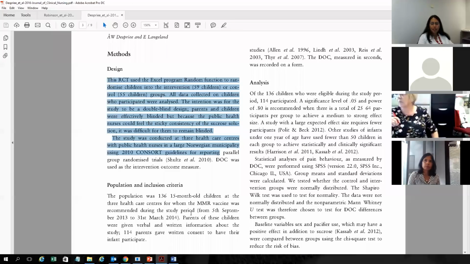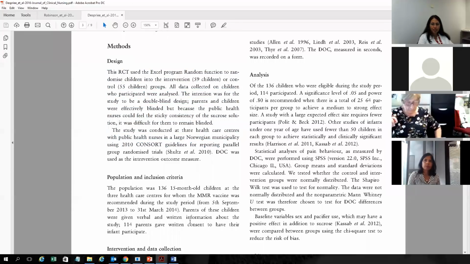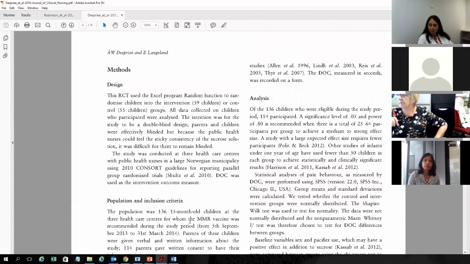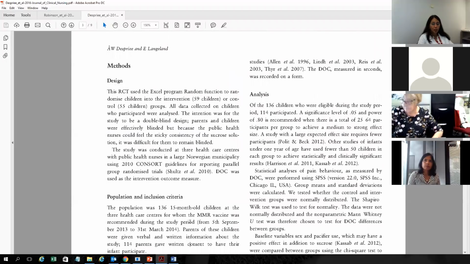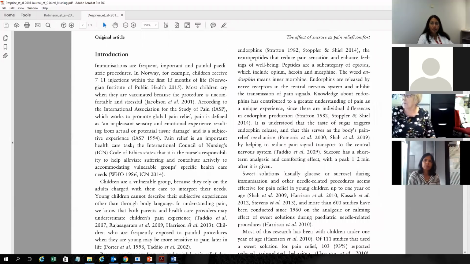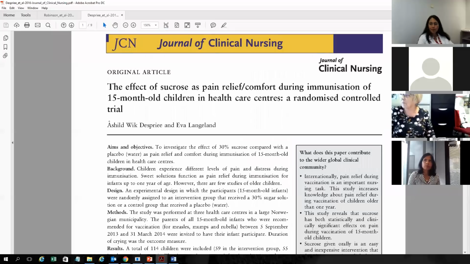What's the sampling technique used? Take a look here. So this is the one on children over 1 year. They were given, let's go back to the title. The effect of sucrose as pain relief. So there were two groups. They were randomized into two groups, intervention and control group.